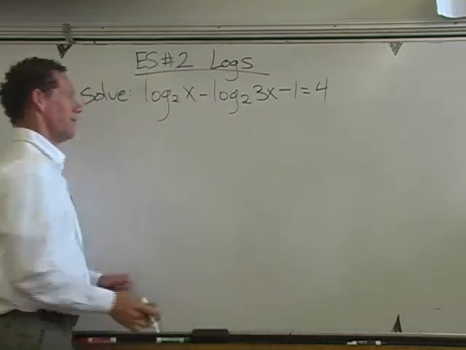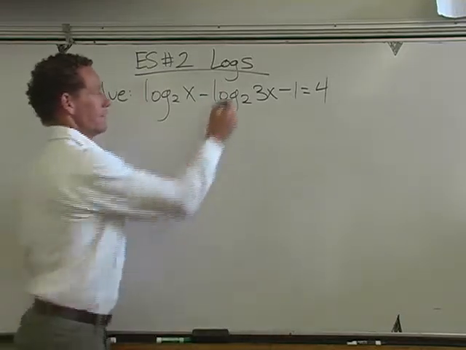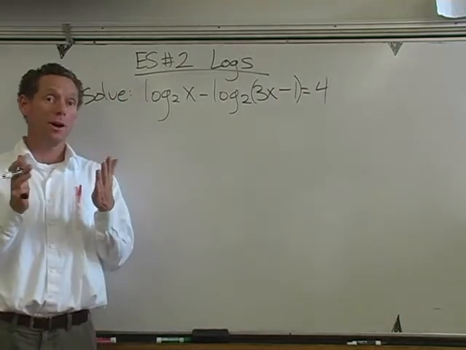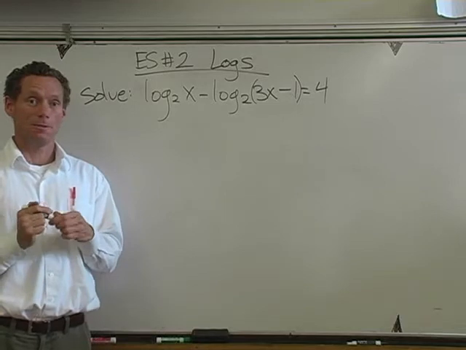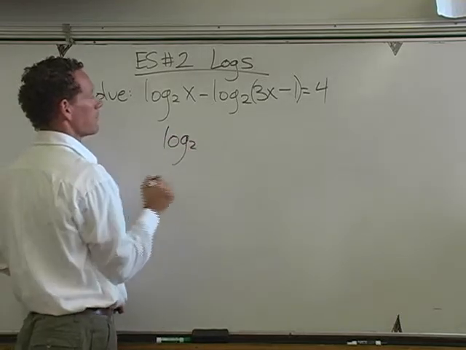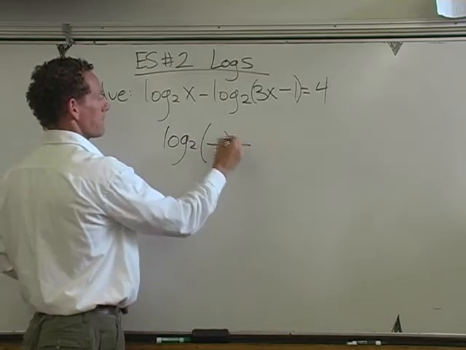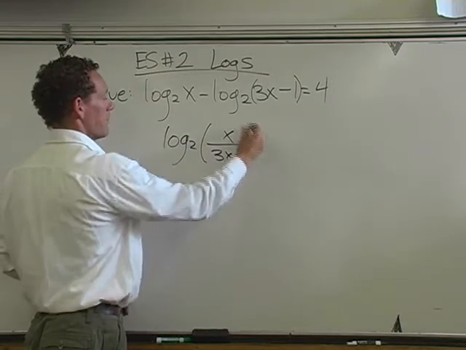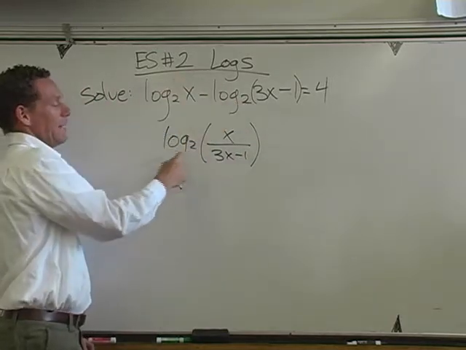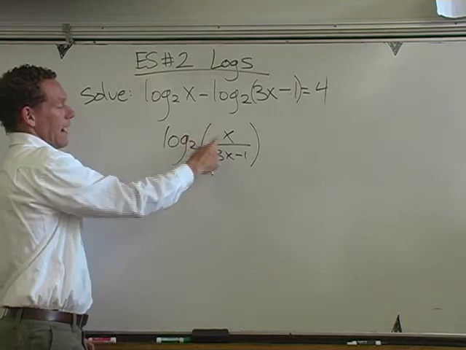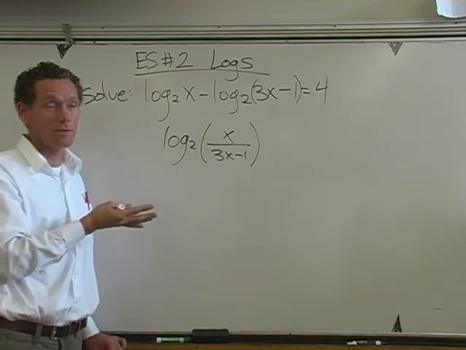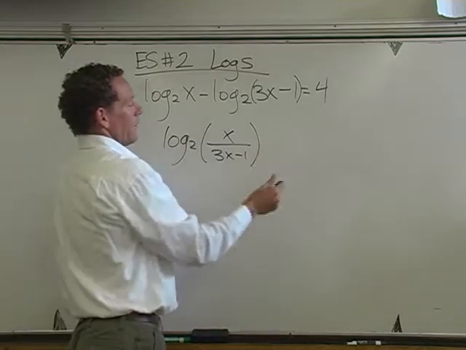So how can we do that? Volunteer, raise your hand. This is in parentheses. How do we combine the two logs on the left, Jonathan? So it would be log base 2 of x divided by 3x minus 1. All right, wonderful. We're subtracting the logs. We're going to combine them by dividing what we are taking the log of. It's not very intuitive, but that's the way it works. Okay, what about on the right-hand side?